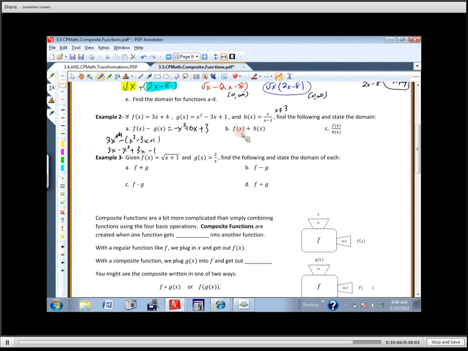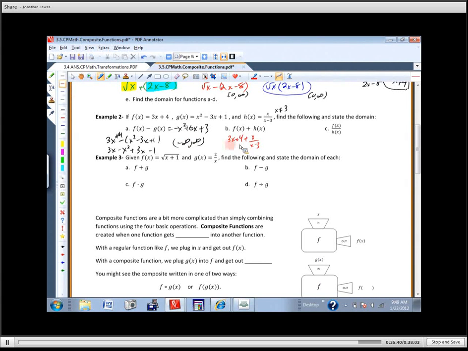Okay. f plus g, or sorry, f plus h. I'll try and get it all right here. 3x plus 4 plus h is x over x minus 3. Now, do you think we want to do any simplification here? No? Okay. This is fine right here, but let's go back and let's talk about the domain for each of these. You could plug in anything you want into this one and anything you want into this one. So guess what the domain is here? All real numbers. So this is going to be negative infinity to infinity.